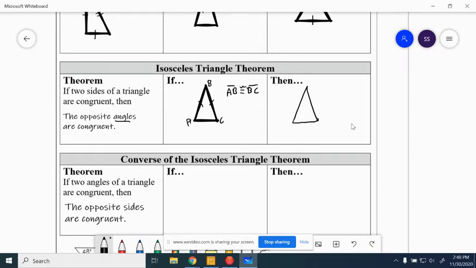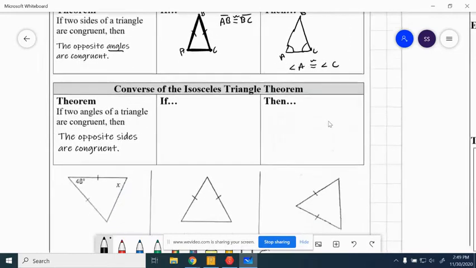Oh, I didn't do my magic thing there. Then we know that these angles are congruent, okay? So we know that angle A is congruent to angle C, all right?